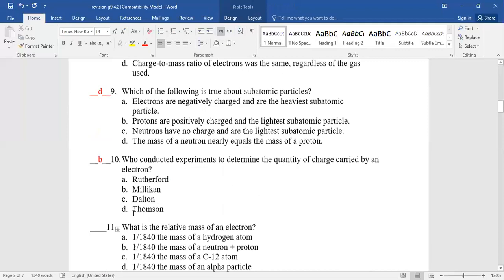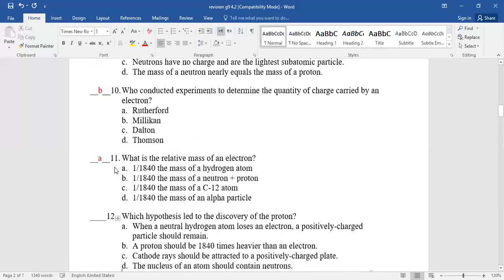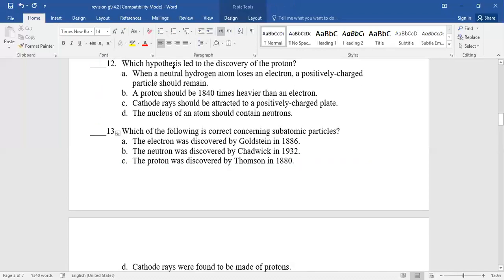Number 11, what is the relative mass of an electron? The relative mass of an electron is 1 over 1,840 the mass of a hydrogen atom. And that will be number A. Number 12, which hypothesis led to the discovery of the proton? When neutral hydrogen atoms lose an electron, the positively charged particles should remain. And that was the first hypothesis that leads to that. It will be number A.